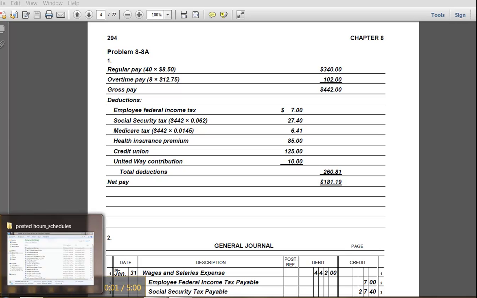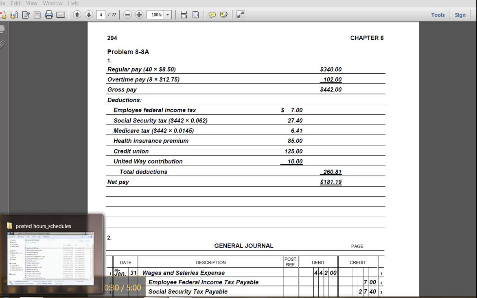Okay, we're taking a look at Chapter 8-8A, and we're going to be calculating gross pay, total deductions, and net pay. So we're doing it for one employee, Donald Chen, and he makes $8.50 an hour, and he also gets time and a half for anything worked over 40 hours per week. So during the last week of January of the current year, he worked 48 hours. That means we're going to have 40 hours at regular pay and 8 hours at overtime pay.